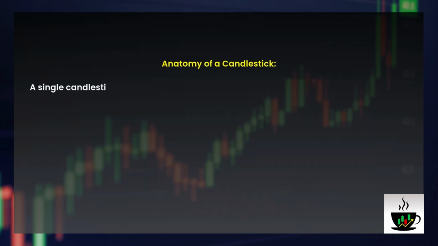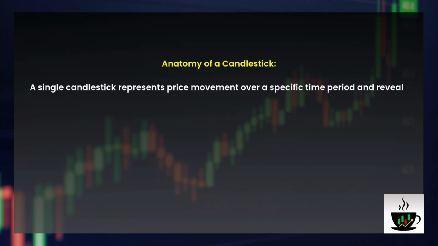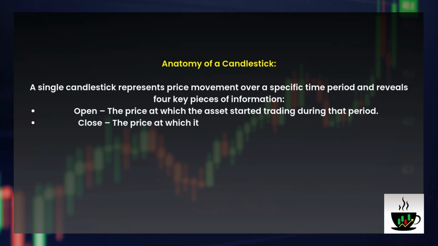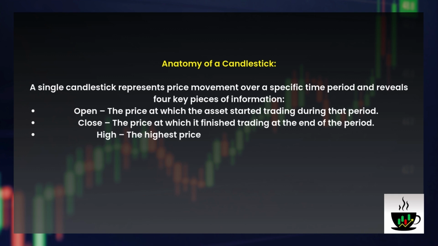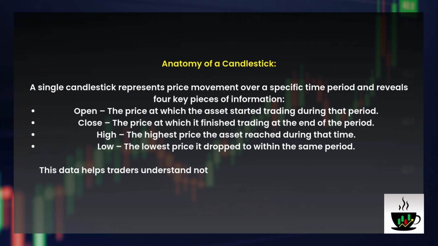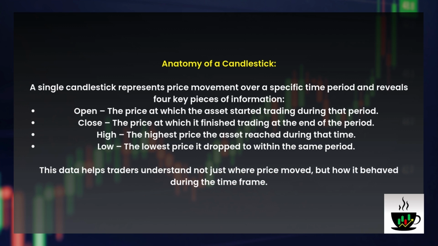Anatomy of a candlestick. A single candlestick represents price movement over a specific time period and reveals 4 key pieces of information. Open, the price at which the asset started trading during that period. Close, the price at which it finished trading at the end of the period. High, the highest price the asset reached during that time. Low, the lowest price it dropped to within the same period. This data helps traders understand not just where price moved, but how it behaved during the time frame.